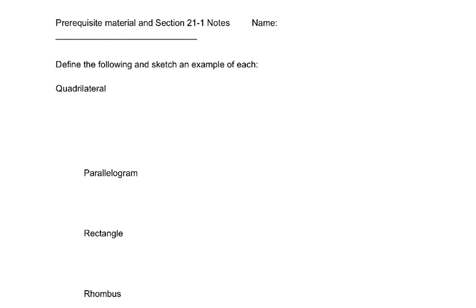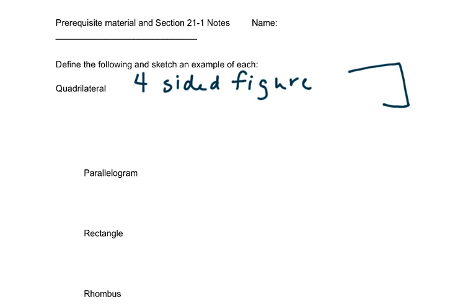In this lesson, we're going to review some definitions of different geometric figures so that you can perform what's needed in section 21.1, which is drawing those things with given conditions. So the first thing we're going to define is a quadrilateral, and that is any four-sided figure. And I asked you to define and draw a sketch of each one. So anything that has four sides is a quadrilateral.